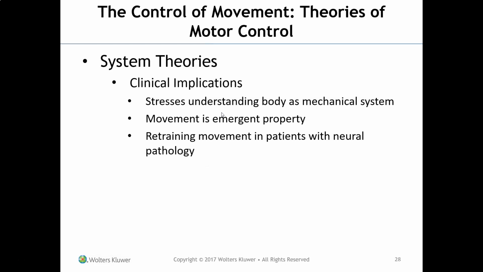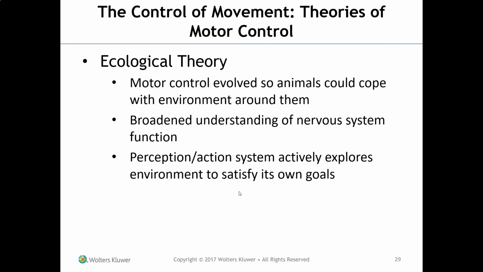Clinical implications: it stresses understanding the body as a mechanical system, movement as an emergent property, and retraining movement in patients with neural pathology. So we have to retrain the body using synergies. We have to retrain the body using musculoskeletal systems, being variable. It doesn't have to be non-linear, right? So there's a lot of variability. And again, we'll talk about these theories in the clinical aspect a little bit later, just understanding this systems theory right now. Now the last theory is the ecological theory.